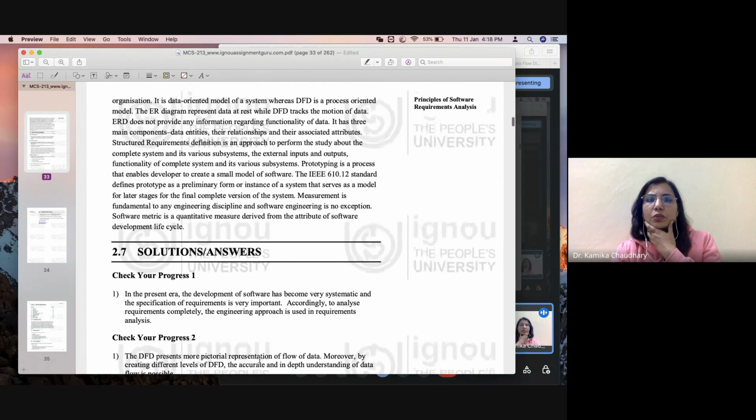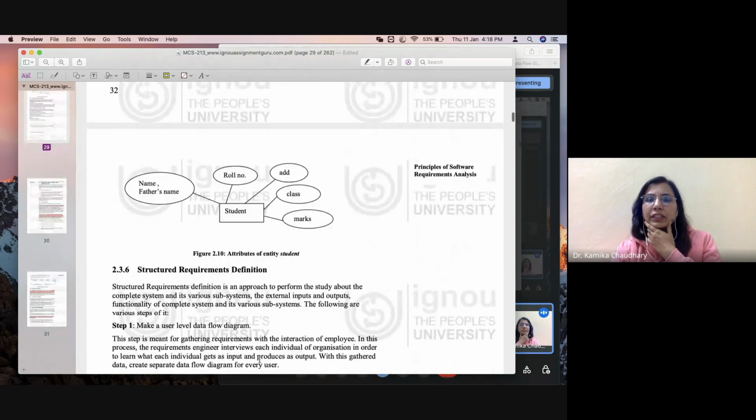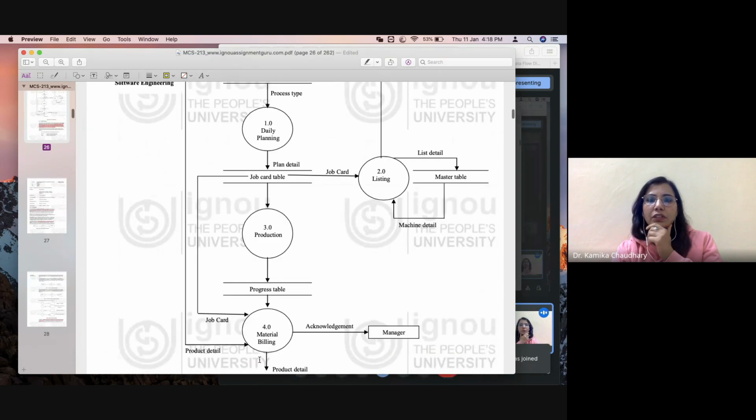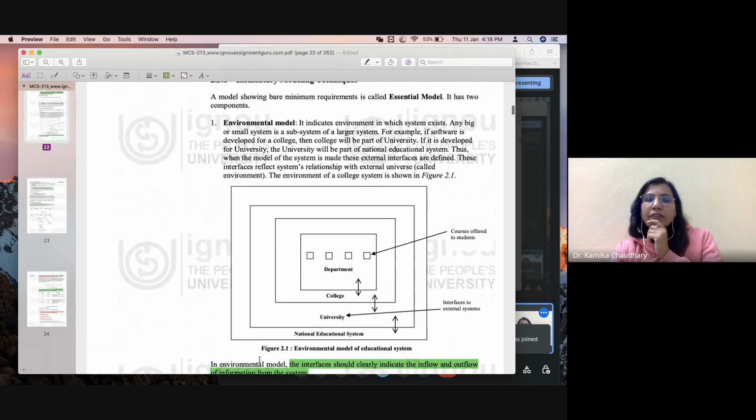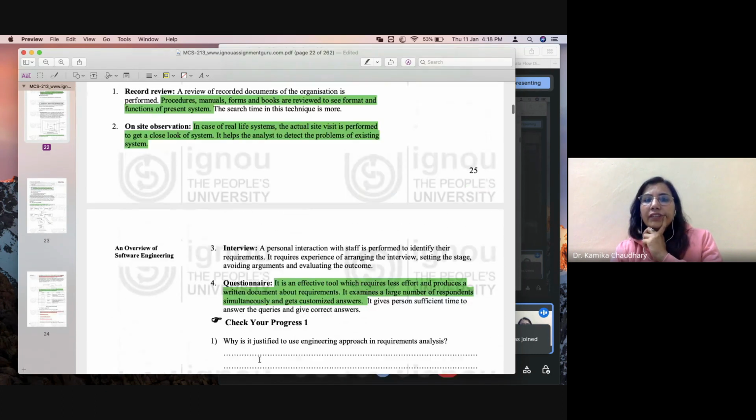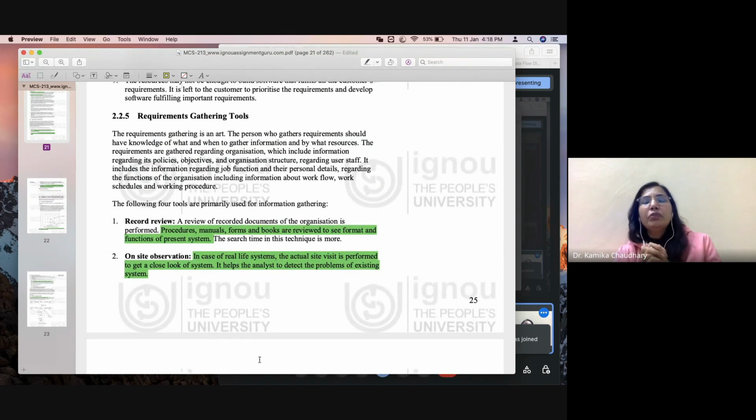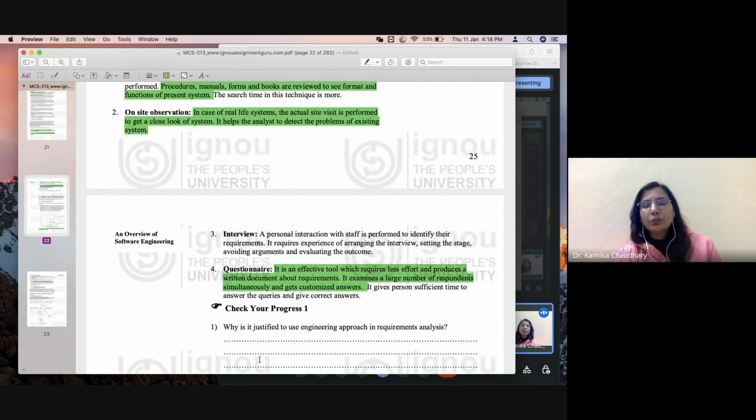Requirement analysis. We have learned a number of things in our requirement analysis. What were they? We have learned about the environment model and the behavior model. Before that, we did the requirements. We learned about the requirement gathering tools, right? Four types of tools were there: the record review, on-site observation, interview, and the questionnaire.